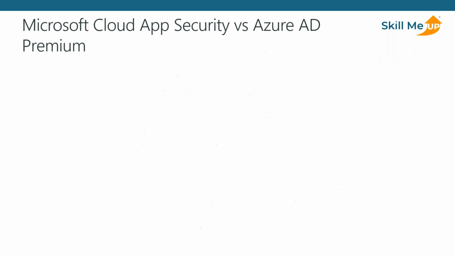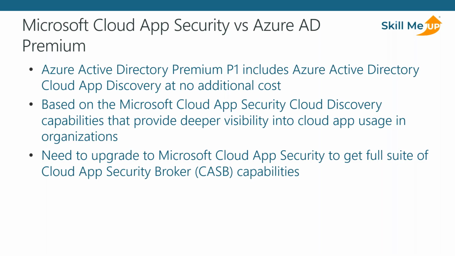Now, we can also compare Microsoft Cloud App Security versus Azure AD Premium as well. So Azure Active Directory Premium P1 includes Cloud App Discovery at no additional cost. So we don't need to use Cloud App Security to identify applications, because if we have the P1 license, that will do it. It's based on Cloud App Security Cloud Discovery capabilities that can provide deeper visibility into Cloud App usage. You will need to upgrade to Microsoft Cloud App Security if you want to utilize the full Cloud App Security broker capabilities.